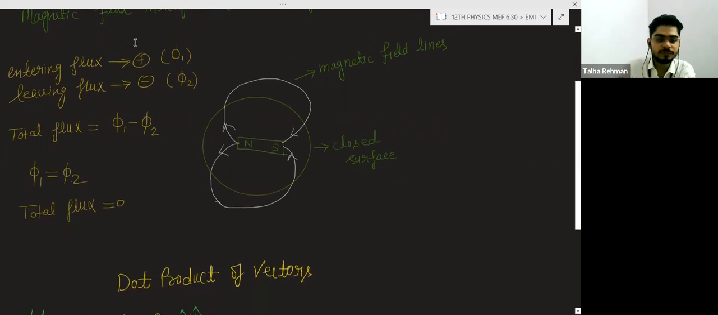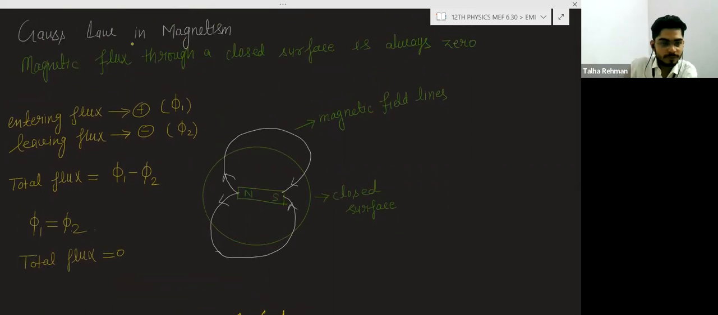So you can say here flux leaving is equal to the flux entering.